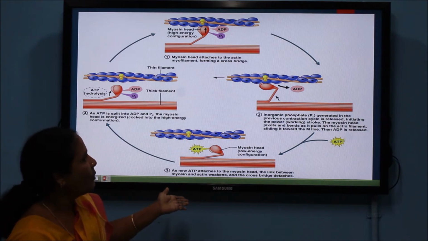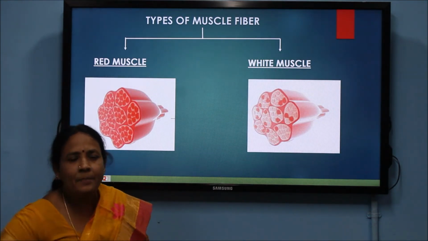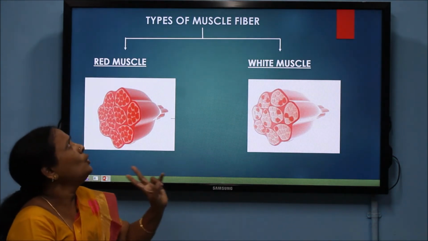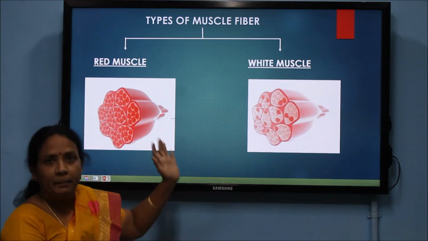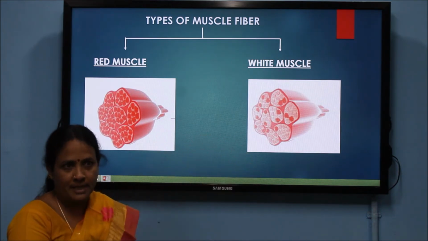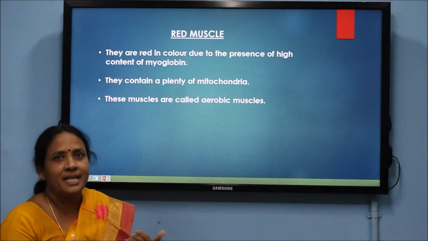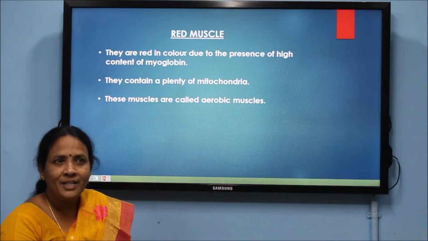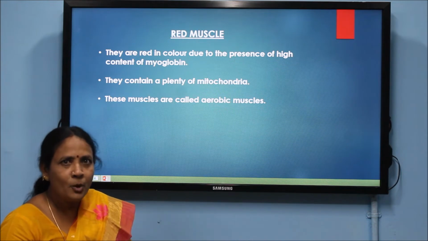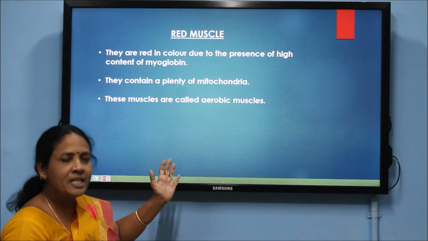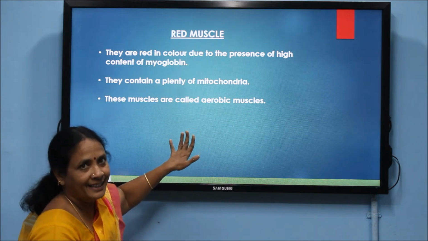Next we will see the types of muscle fibers. There are two types of muscle fibers: one is the red muscle, the next one is the white muscle. Why is it called red muscle? Due to the presence of myoglobin. Why is our blood red in color? Due to the pigment called hemoglobin. Like this, the myoglobin is present in the muscle, so that it gives the appearance of a red color.